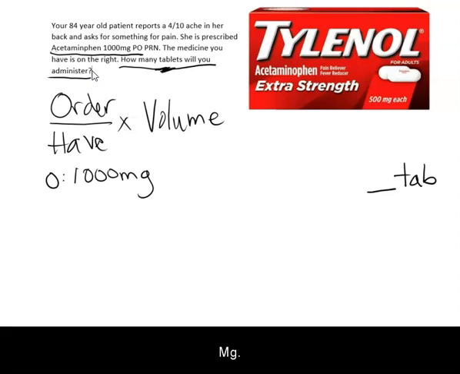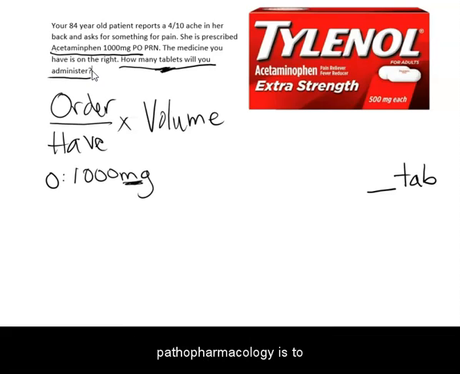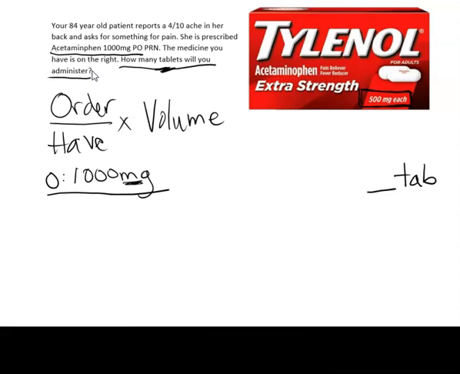One of the most important things while you're doing pharmacology is to always label. This label is vital to keep track of where you are in your question. Always, always, always label your numbers. So our order over what we have. If we look at this box here, this tells us the strength of this medication. So what we have is 500 milligrams. The volume is 1 tablet.